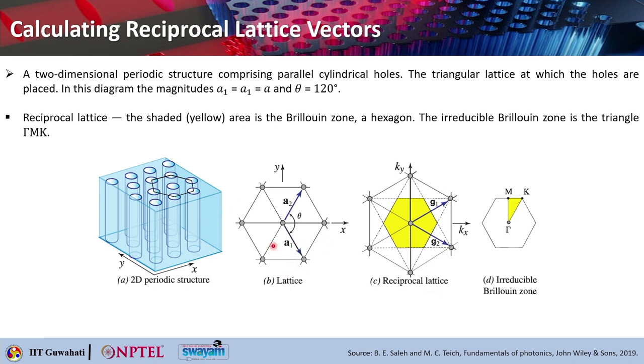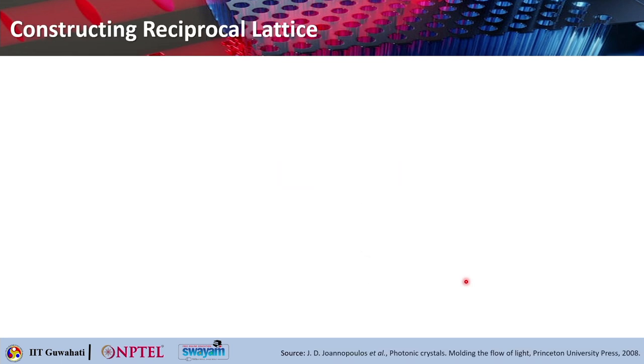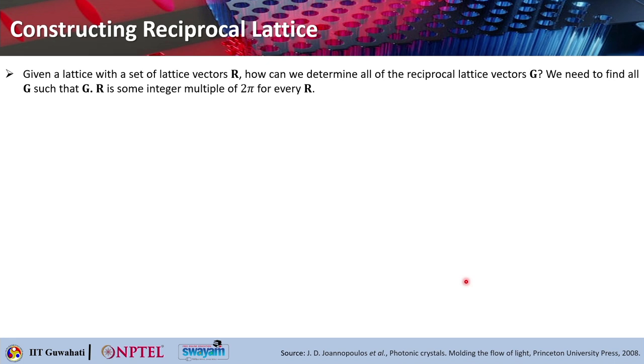So, when you take this into Fourier space, okay, you convert x and y into kx and ky, and you can see that this yellow marked region is basically the Brillouin zone, which is a hexagon. So, here again, when you try to find the irreducible Brillouin zone, you can find a triangle marked by gamma, M, K, okay? These are the three points which mark the irreducible Brillouin zone. So, we will come to how you obtain this reciprocal lattice by calculation, okay?